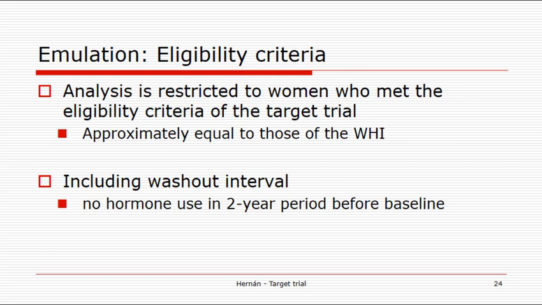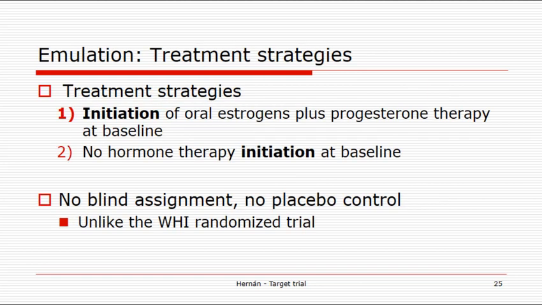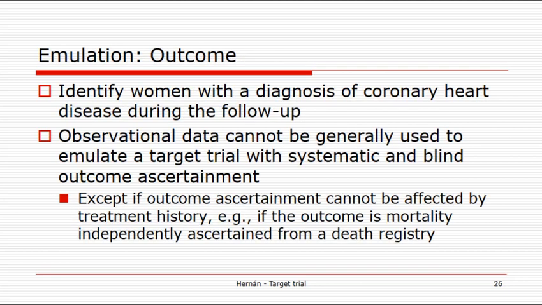So we use this data to emulate the eligibility criteria of the trial, the treatment strategies of the trial, initiation of hormone therapy versus no initiation, and the outcome of the trial. A difference between observational studies and trials is that in many trials you can ascertain the outcome in a blind way, so that the person who decides whether the participant had heart disease or not doesn't know which treatment the participant was assigned to, and that's a good thing. We want to do that. We are never going to be able to do that with observational data, and that's also a difference that we need to keep in mind. That cannot be done, except for death, when it doesn't matter. The person knows whether a person is dead or not, and it doesn't matter which treatment they got. But for all other outcomes, it's possible that the treatment that they were getting somehow has an effect on the ascertainment of the outcome.